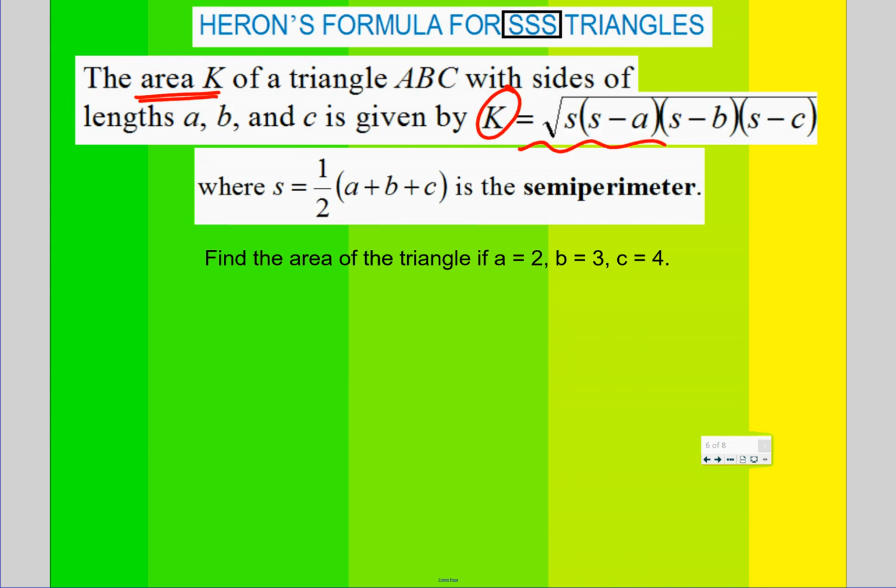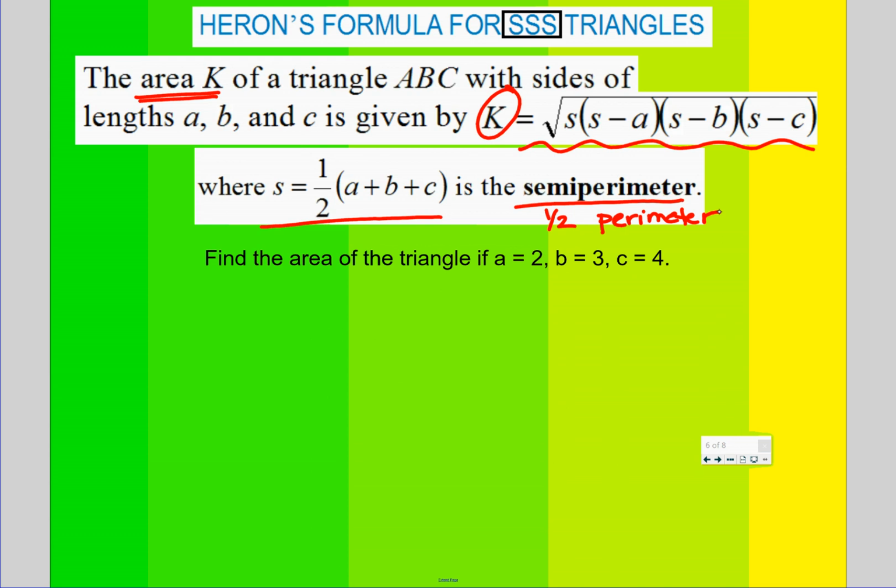And the formula is as follows. It's the square root of S, and then in each parentheses, it's S minus a side length. So S minus side A, S minus side B, S minus side C. S is the semi-perimeter, which we have a formula for it, but semi-perimeter just means half of the perimeter. So you guys know what that means, right? We add up all our sides and we just divide by 2, which is what that formula is doing. Add up all our sides and divide by 2, multiply by a half, okay?